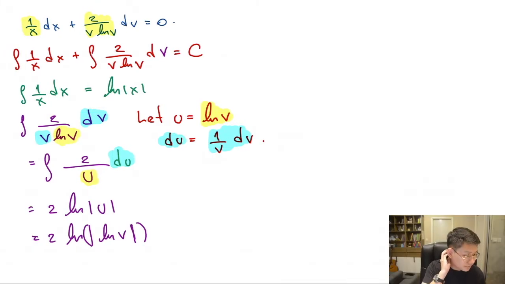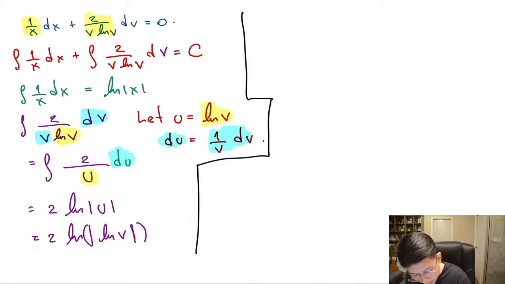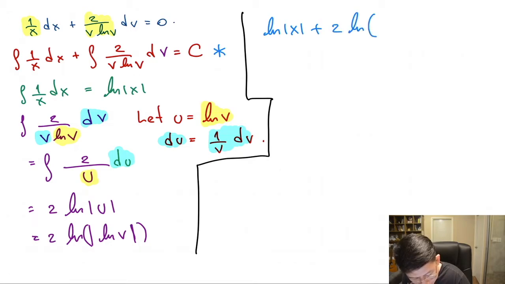Does it make sense? And then I just plug in what I have computed. So I plug in here. The integration of 1 over x dx is log of absolute x, and the integration of u divided by v log v is 2 log of absolute of log of absolute v.